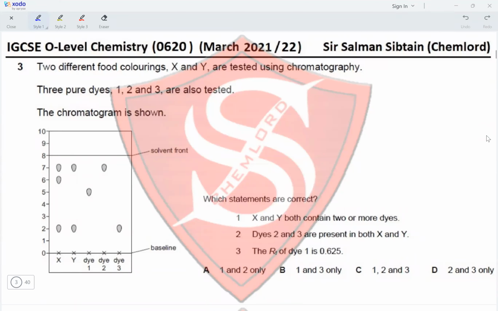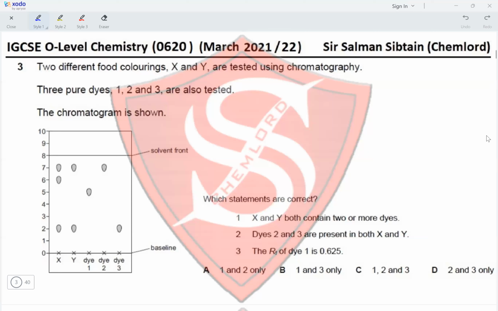Question 3. Two different food colorings X and Y are tested using chromatography. Three pure dyes, 1, 2, and 3 are also tested. The chromatogram is shown. Okay. X and Y both contain dye 3. None of them contain dye 1. And both of them contain dye 2. And X contains something that is not present in any other species that were tested. Okay. Which statements are correct?